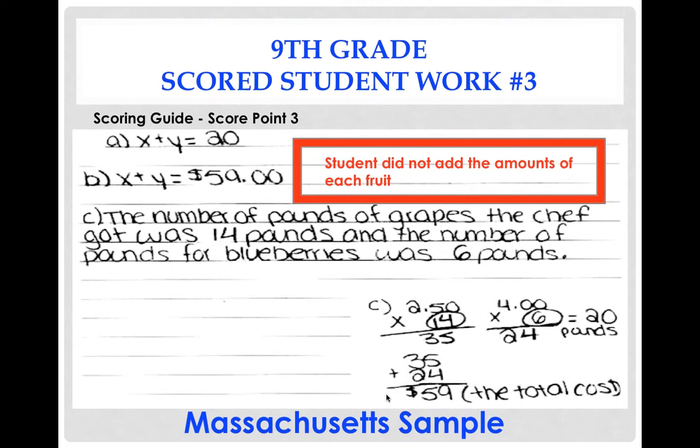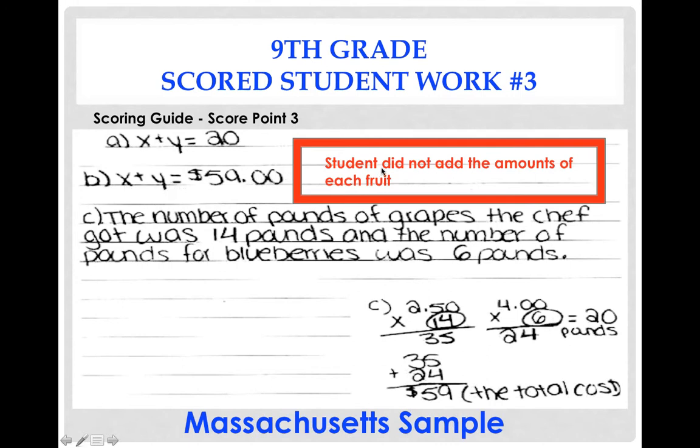All right, student number 3's work. They received 3 points out of 4 points, and we see that for answer A, they came out with the same as the previous two students, which was x plus y equals 20. For B, they came up with x plus y equals 59.